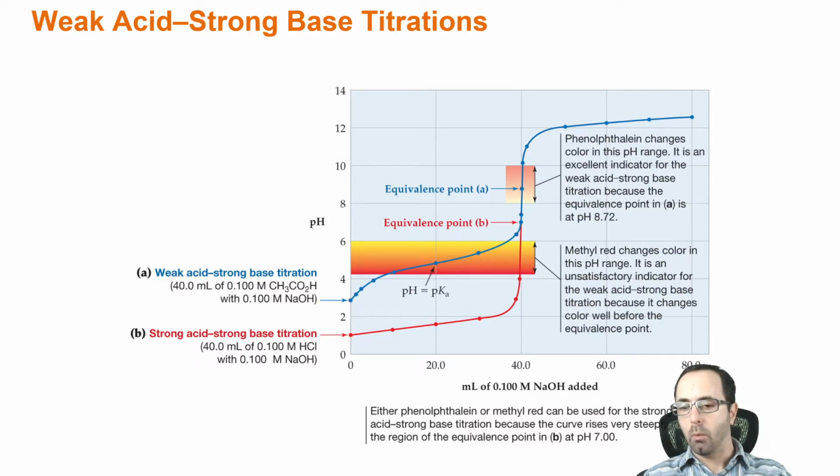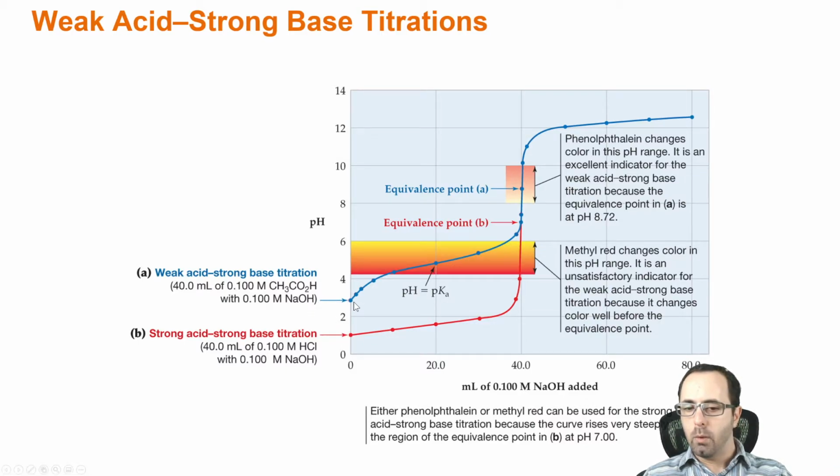Well, let's take a look at where the equivalence point is. So the equivalence point is going to happen in the middle of the region where it's rapidly rising. For a strong acid, strong base titration, we already saw that the equivalence point was at pH 7. For the weak acid, strong base titration, first of all, the pH starts higher because we have a weak acid, so it's not completely dissociating and making as many hydronium ions as the strong acid.